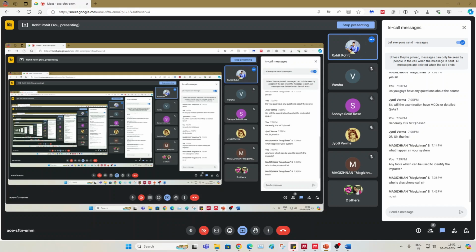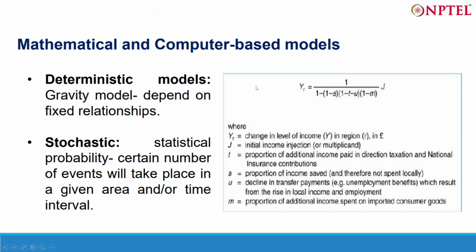Okay. So the next thing we will see is impact prediction, that is, how impacts are actually calculated. There can be deterministic models, like gravity-based models, depending on a fixed relationship. In a deterministic model you can determine the impacts exactly. For example, in the case of pollution from vehicles, the impact factor is known, you multiply it with kilometers, and you know the exact impact.